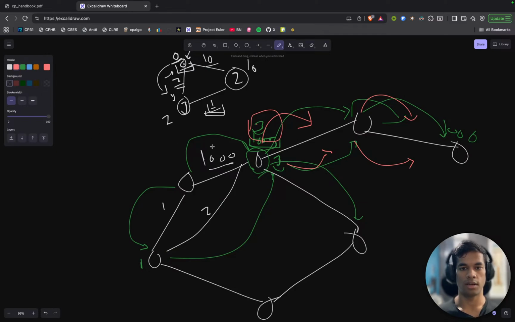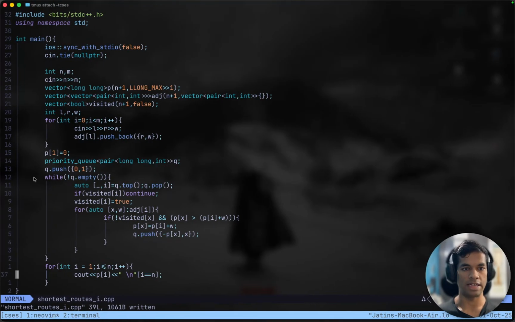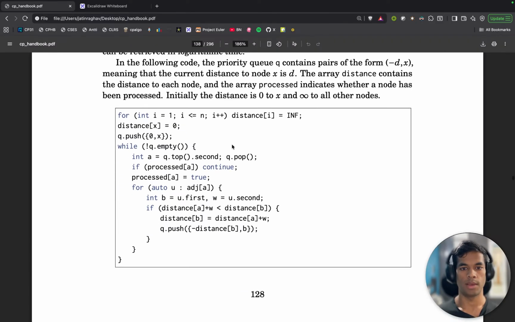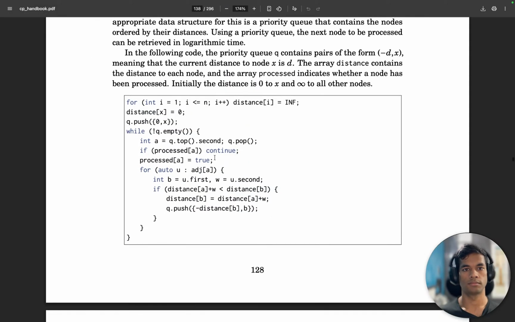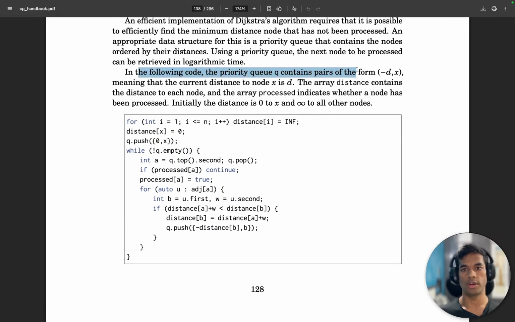Dijkstra's algorithm, and yes, that is Dijkstra's algorithm. This is the implementation. In the following code, the priority queue contains pairs of the form -d and x, meaning that the current distance to the node x is d. The array distance contains the distance to each node, and the array processed indicates whether a node has been processed. Initially, the distance is 0 to x, and infinity to all other nodes.